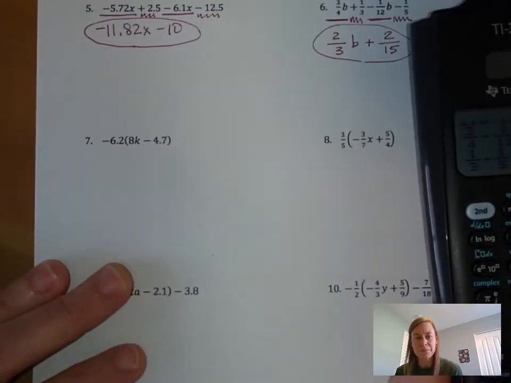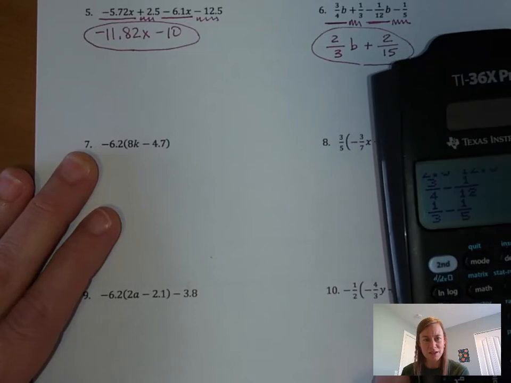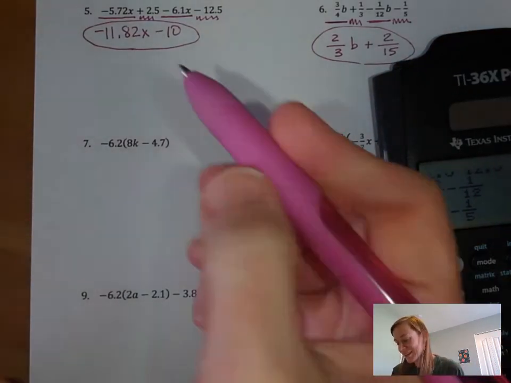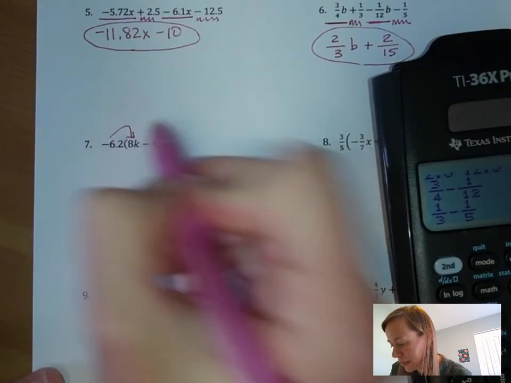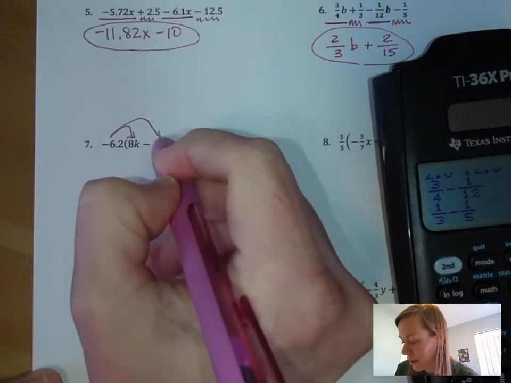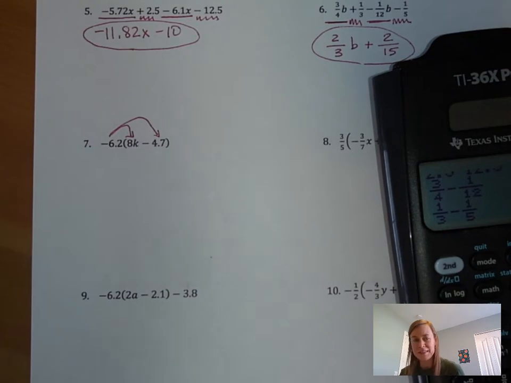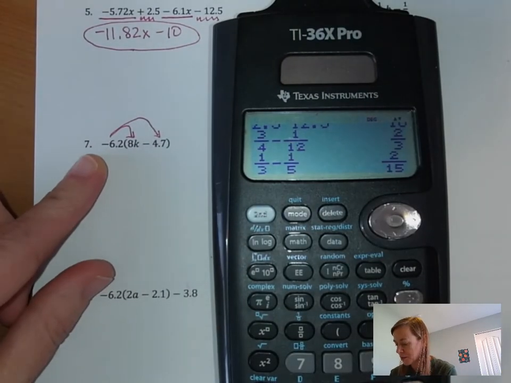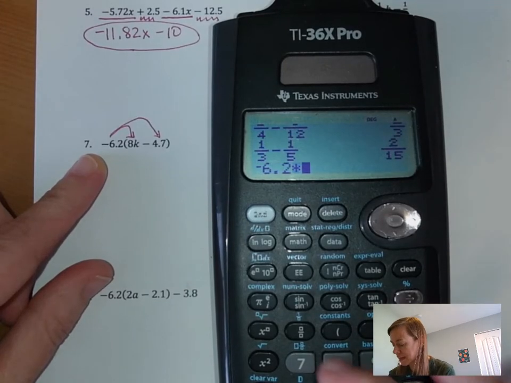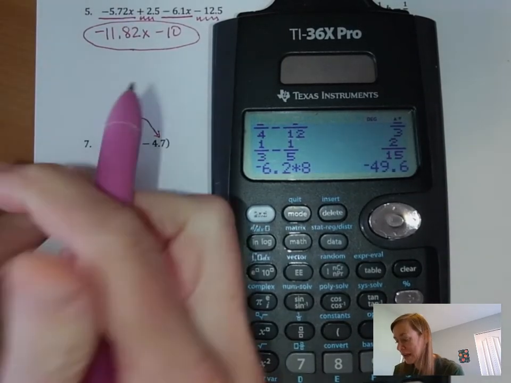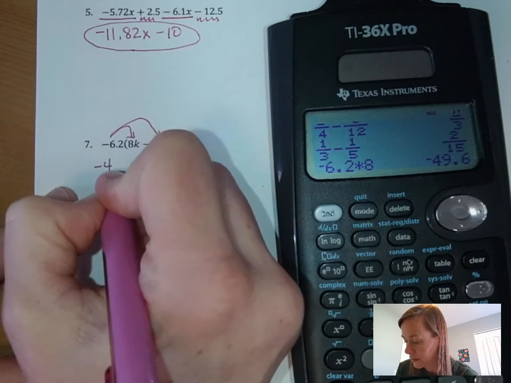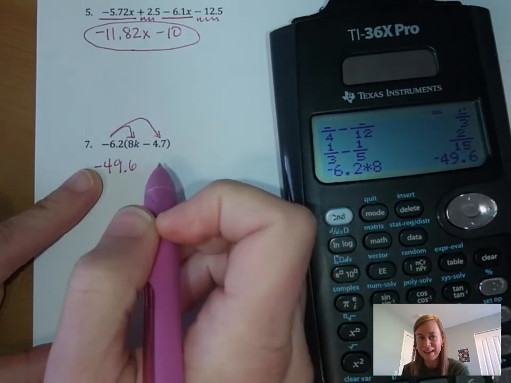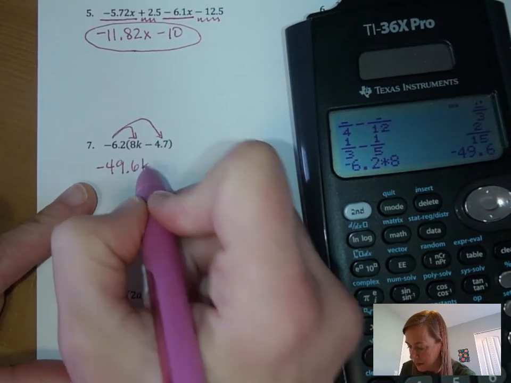Okay, let's look at number 7. Okay, number 7, you've got some parentheses, which means what? We need to distribute. So this negative 6.2 is going to be multiplied by the 8k and by your minus 4.7. Once again, any calculator should be able to handle this because it's just decimals. So I'm going to do negative 6.2 times 8, and that's going to equal negative 49.6. And I didn't put my k in the calculator because the calculator's not going to handle that well, but I do need to put it here.